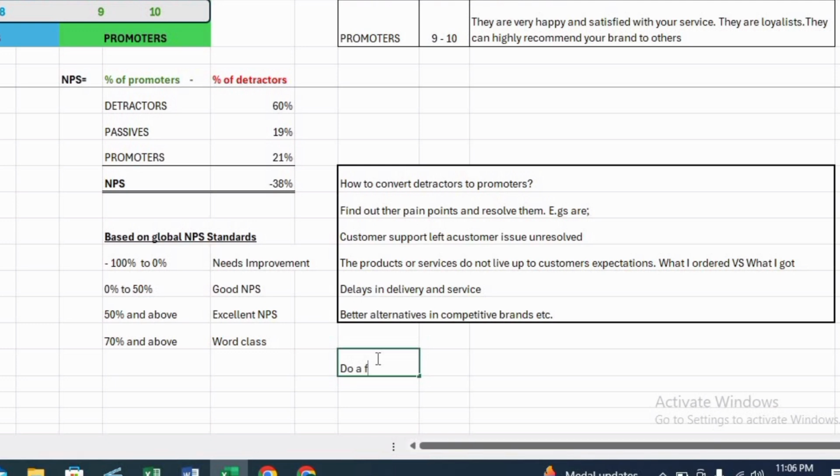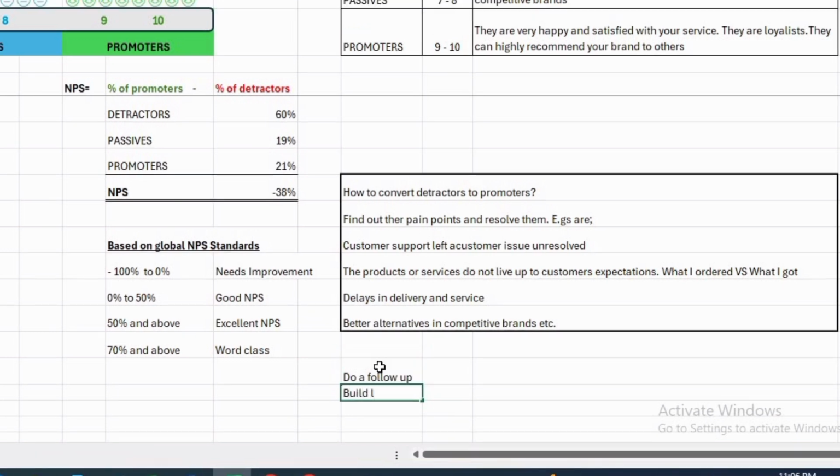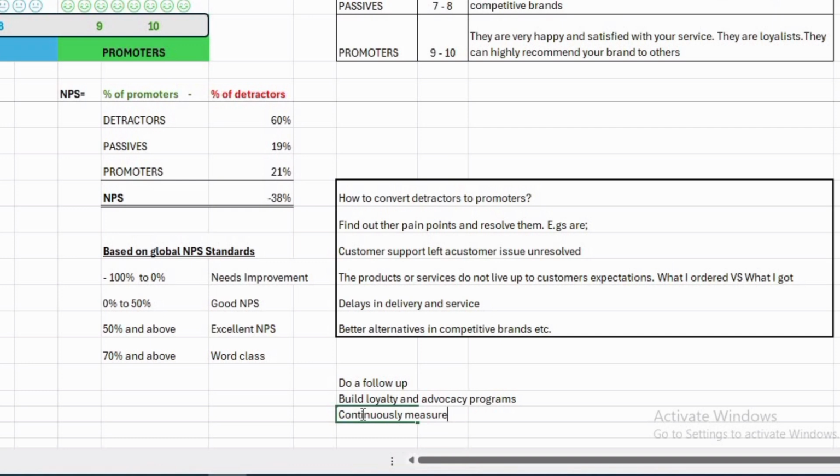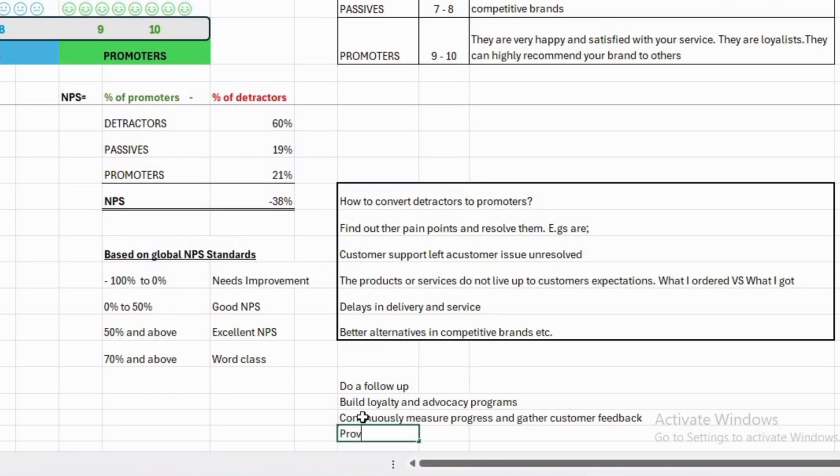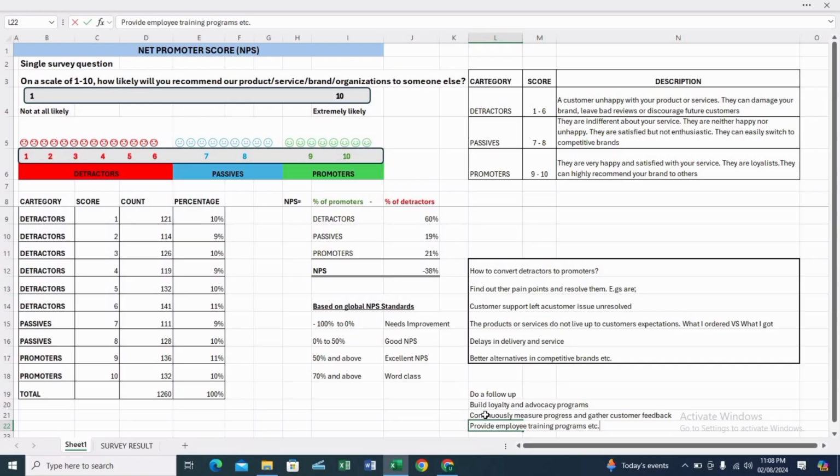Therefore, companies should try resolving these issues and do a follow-up on them. Also, they can build loyalty and advocacy programs. They should also continuously measure progress and gather customers' feedback. They should also ensure that their staff are well trained on customer relationship management. The list can go on and on. It is not exhaustive. This is just a general guide, as issues and solutions may be unique to different organizations.